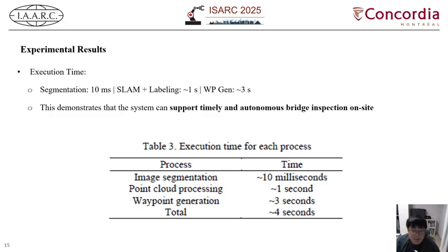The execution time analysis shows that our system is fast enough for on-site processing. Image segmentation takes only about 10 milliseconds per frame. Point cloud processing takes about 1 second per frame. And waypoint generation is completed in around 3 seconds. This demonstrates that the system can support timely and autonomous bridge inspection on-site.